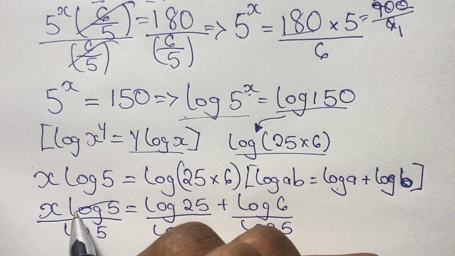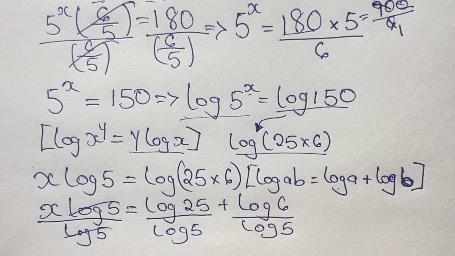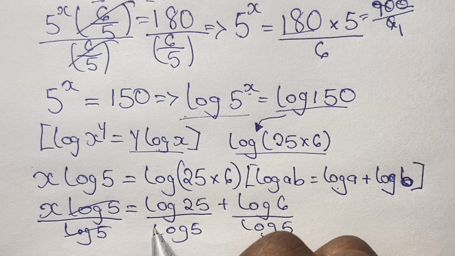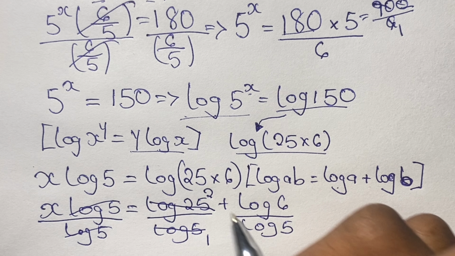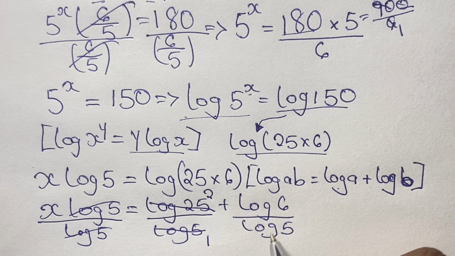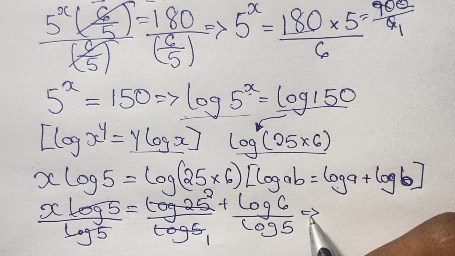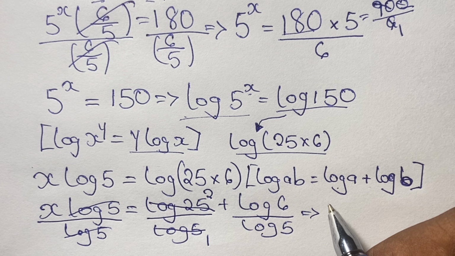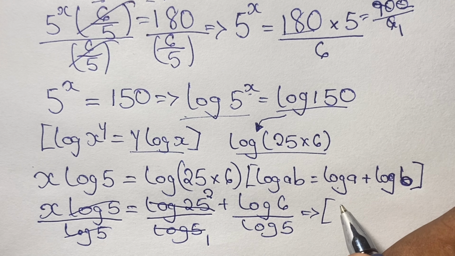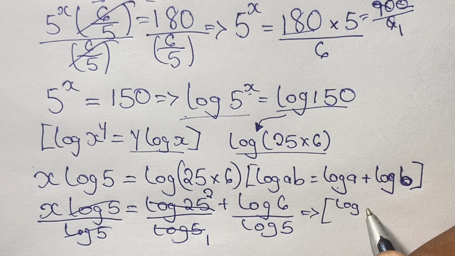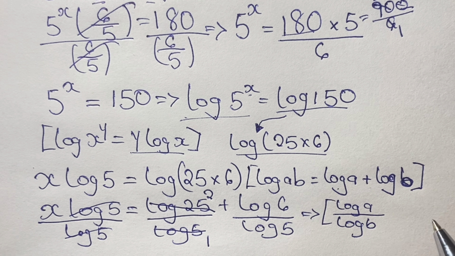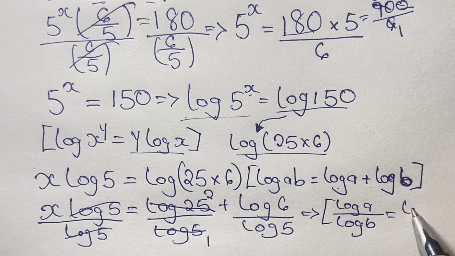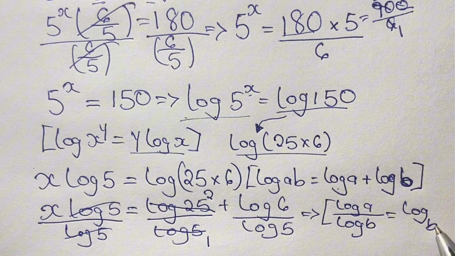So that means that log 5 will be cancelled out on the left, so that x is equal to log 25 over log 5. Log 5 goes into log 25 two times, so that means we'll have 2 plus log 6 over log 5. And now from here we can simplify our solution for x by using this logarithm rule, where log A over log B is the same as log base B of A.